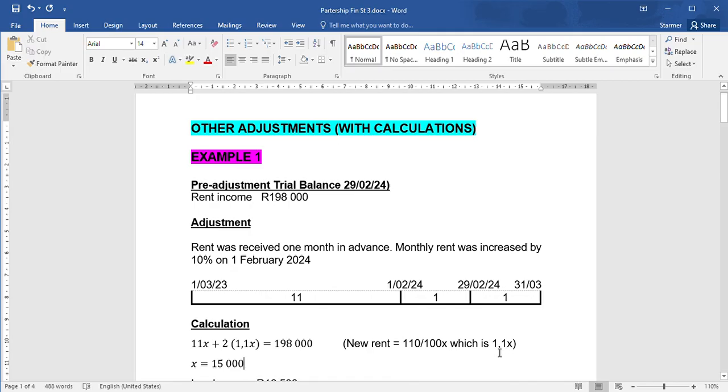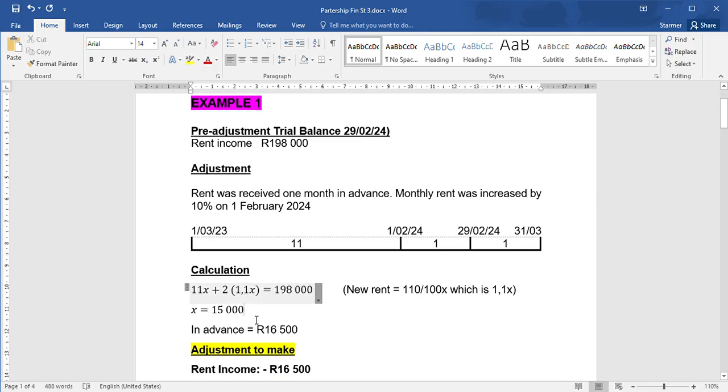So in other words, then we've received 2 months, that's February and March, of 1.1x, and that gives you the 198,000 that was in the trial balance. You then solve for x and you get 15,000. Please remember that the 15,000 is x, which was the original rent, but the one you've received in advance over here must be 10% more than that.